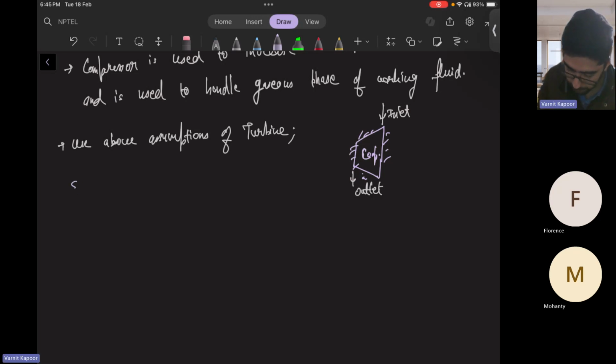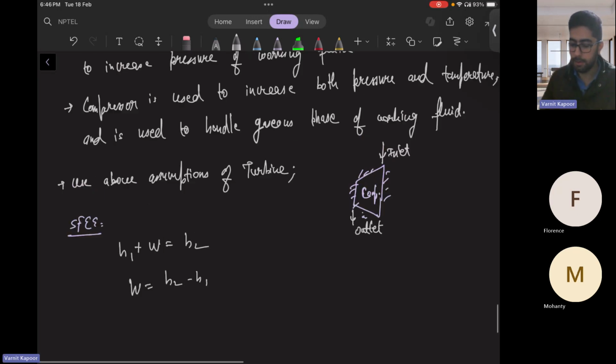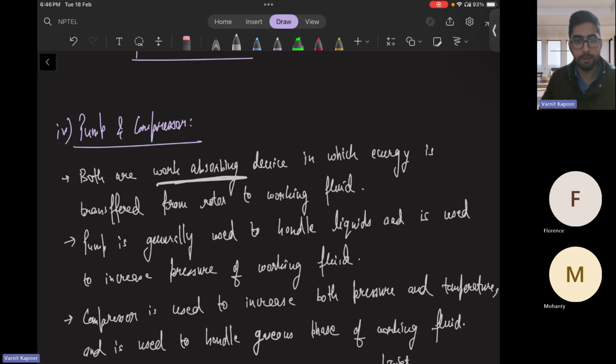Your SFEE is H1 is equal to H2 plus work. Okay. But what will the work be this time? The work is not on the right hand side because work is absorbed. So this time work will be on the left hand side. So H1 plus work is equal to H2. Okay, H1 is at the inlet. So work is H2 minus H1, because it's a work absorbing device.